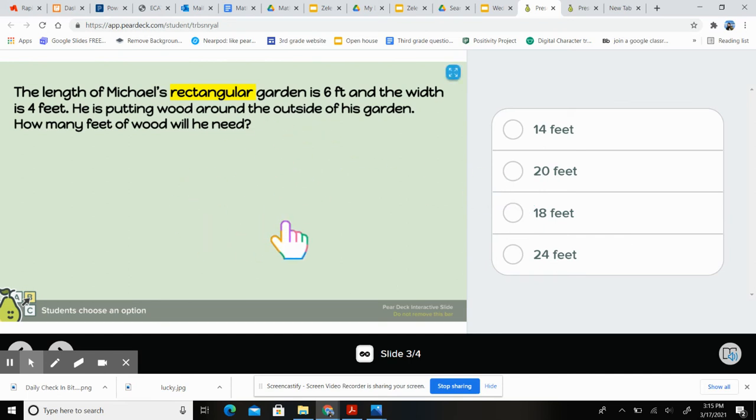Some of you may have used some multiplication to save a step. So you see two sides are 6 feet. You would say 6 times 2 is 12, and then two sides are 4 feet, and you would say 4 times 2 is 8, and then still add the 12 plus 8 to get 20 feet.